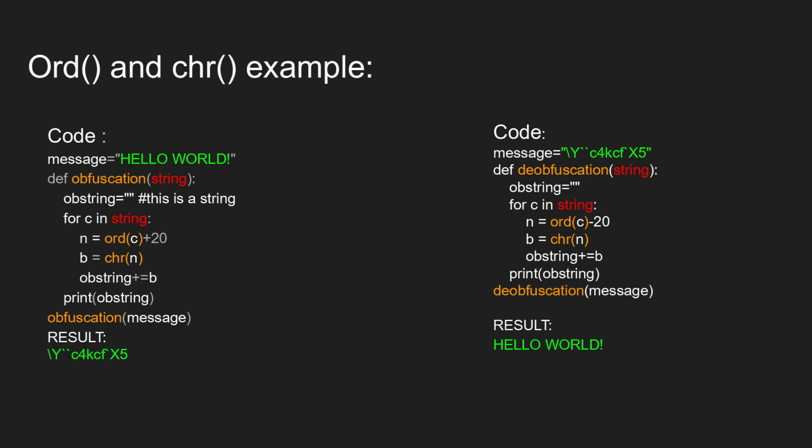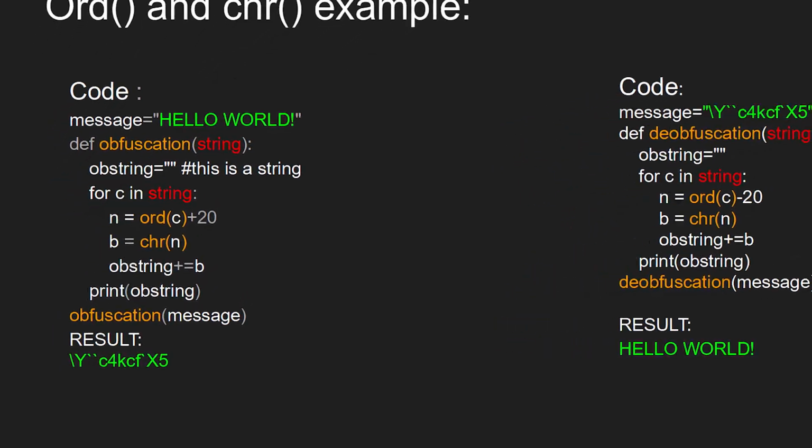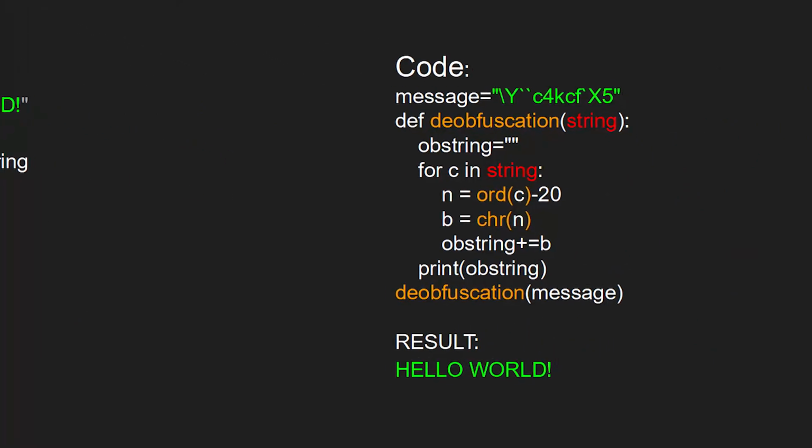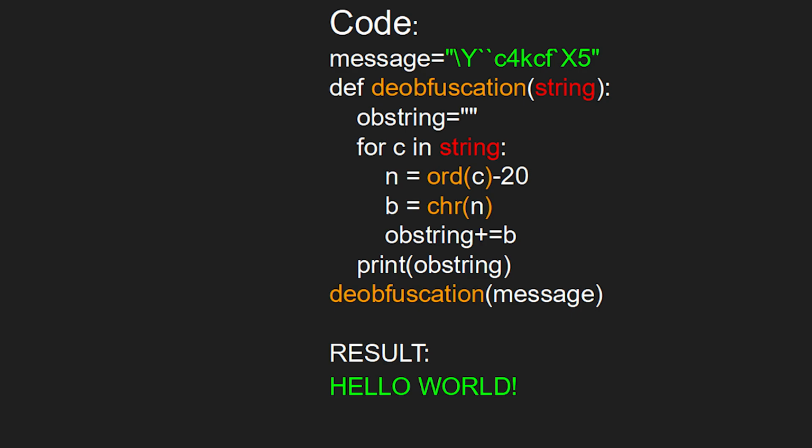Ord and chr example. We have here on the left a code that obfuscates a string. We have the result, and on the right we have code that deobfuscates a string. Let's try to understand this code better. First things first, this is the code that we use to make our code not understandable. This is what we use to generate the string. And this code that deobfuscates is the code that we can give to our client. This code returns the result from the first code to the original string. It means that it does what we want. So this is what we give to our client.